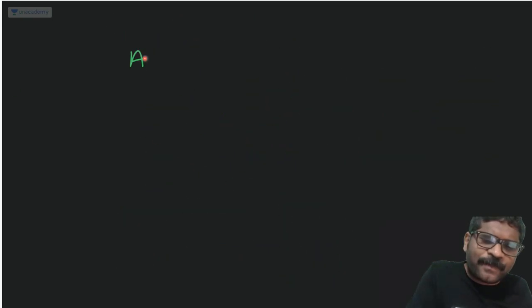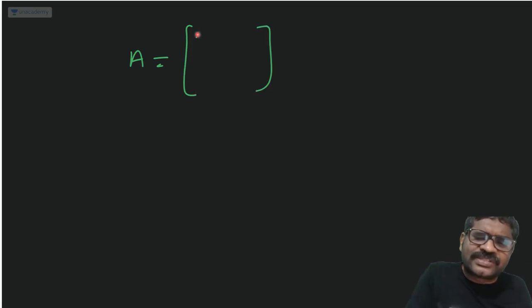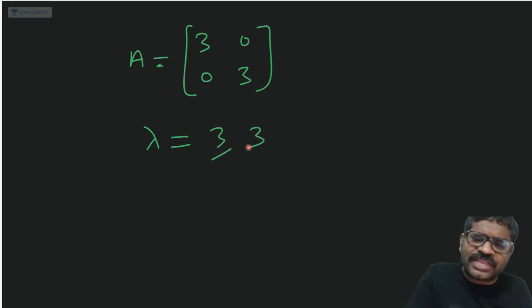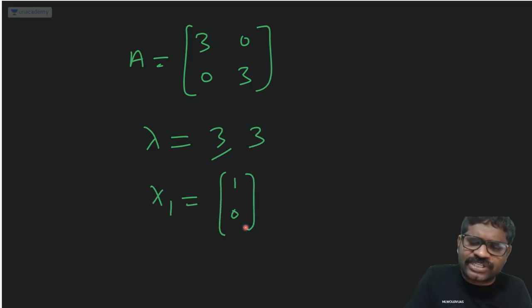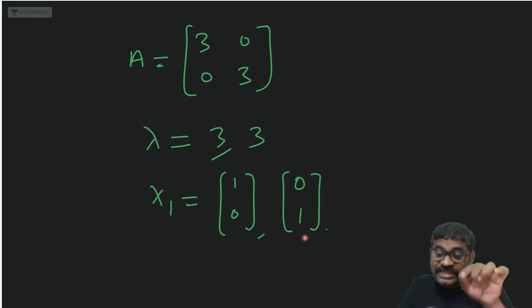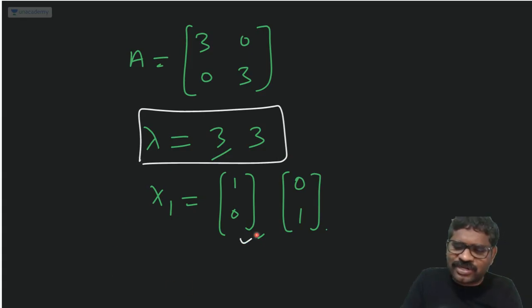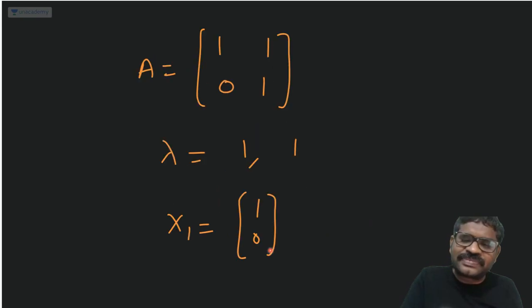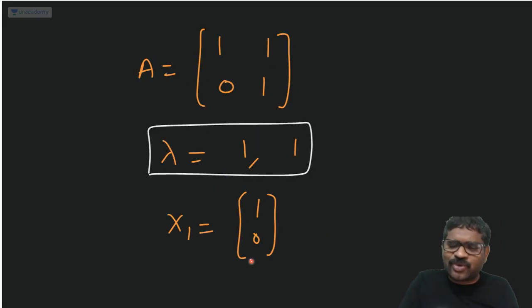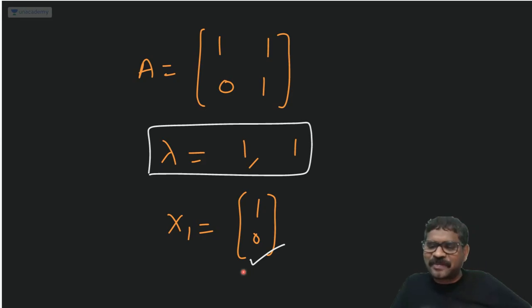In the 2 cross 2 matrix [3 0; 0 3], eigenvalues are 3 comma 3, and eigenvectors are nothing but (1, 0) and (0, 1). In this problem, one eigenvalue repeated 2 times, you got 2 independent eigenvectors. In the previous problem, eigenvalue 1 is repeated 2 times, but you got only 1 independent eigenvector.